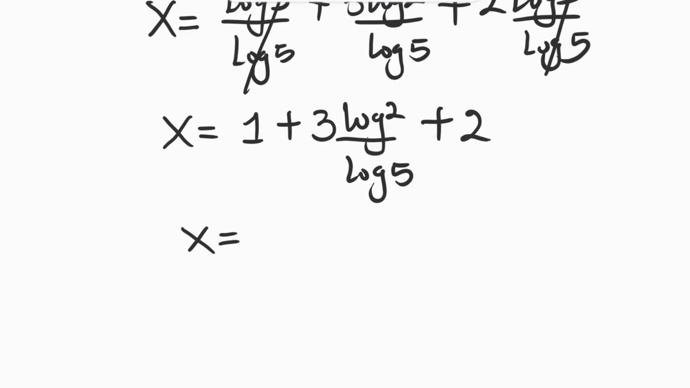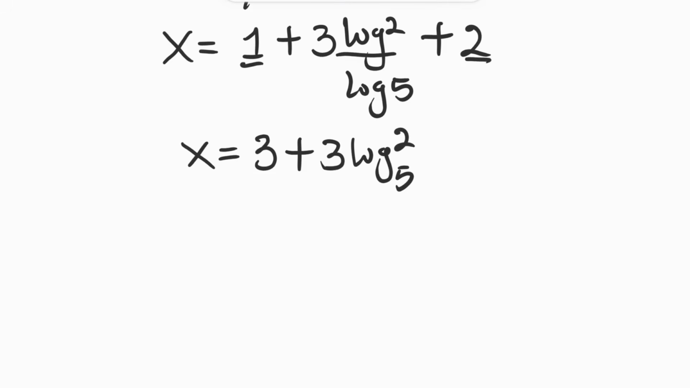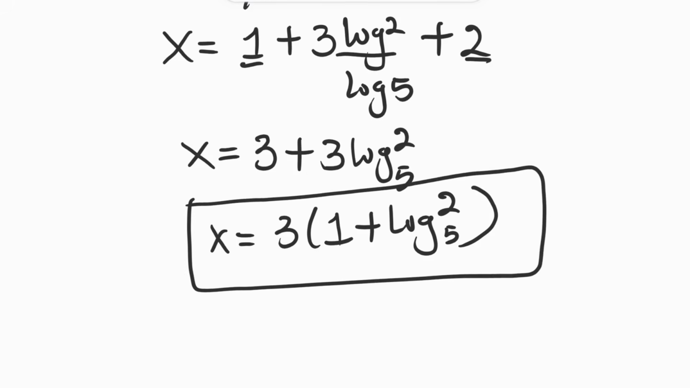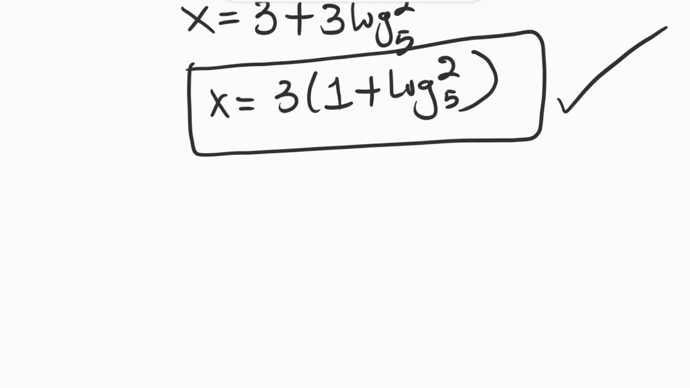So x is equal to 1 plus 2 will give us 3 plus 3 log 2 divided by log 5, which is the same thing as log of 2 base 5. And here we can factor out 3, right? So x is equal to 3 into brackets 1 plus log of 2 base 5. And this right here is our answer. So we're not going to stop here. We're definitely going to verify this value of x just to make sure that it is the correct answer.